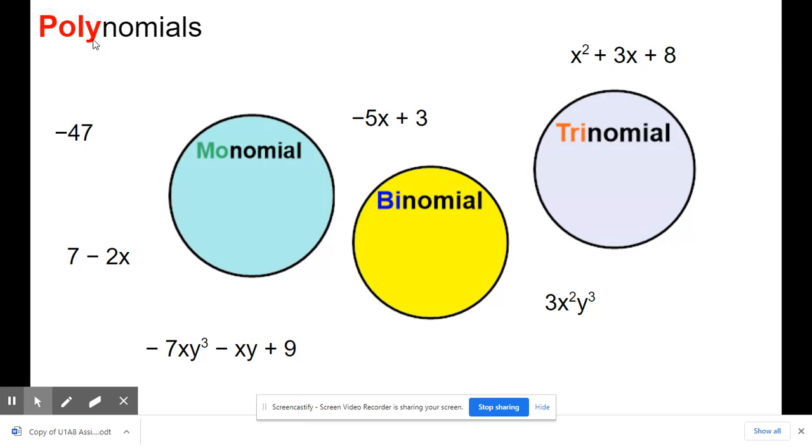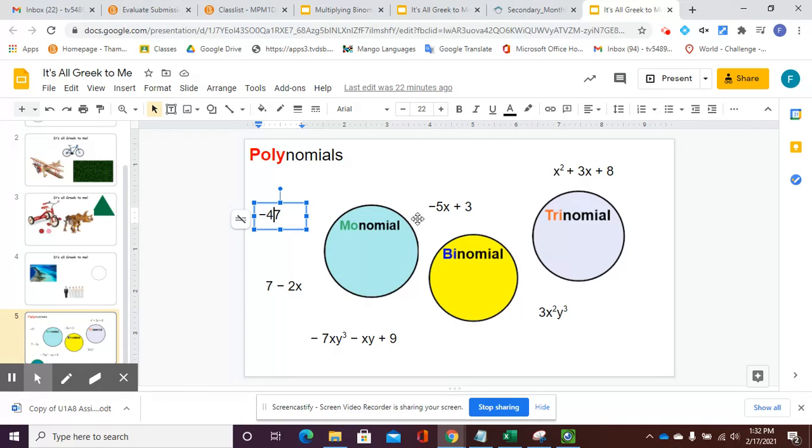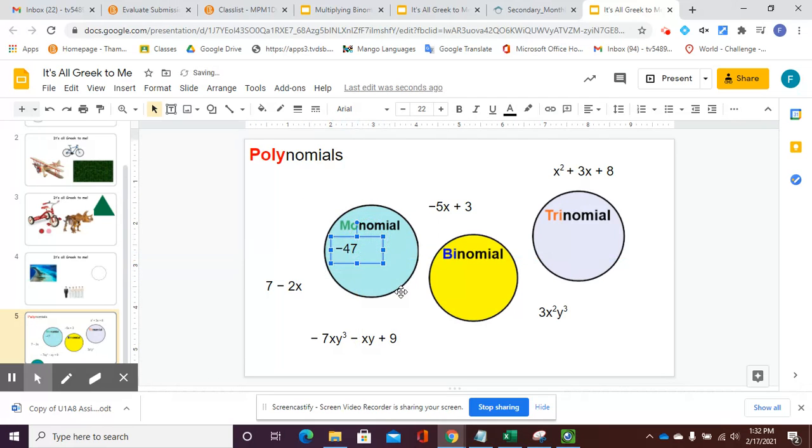So poly meaning many. And then in particular, we're going to talk about monomials, one term, binomials, 2 terms, and trinomials, 3 terms. What is a term? A term is just anything in an algebraic expression that is multiplied together. So it's basically anything between the addition and subtraction signs. So negative 47, that's an example of a term. That's just one term, so it's a monomial. 3x squared y cubed, that's all one term. It's just all multiplied together. It's not added to anything or subtracted from something. So they're examples of monomials.